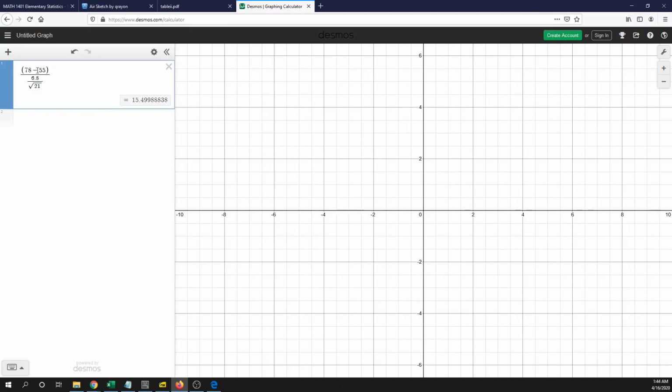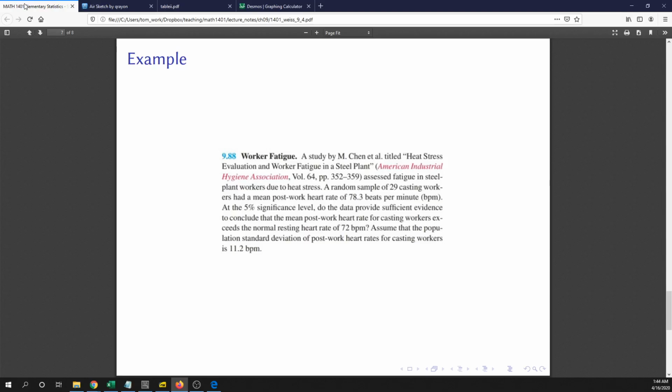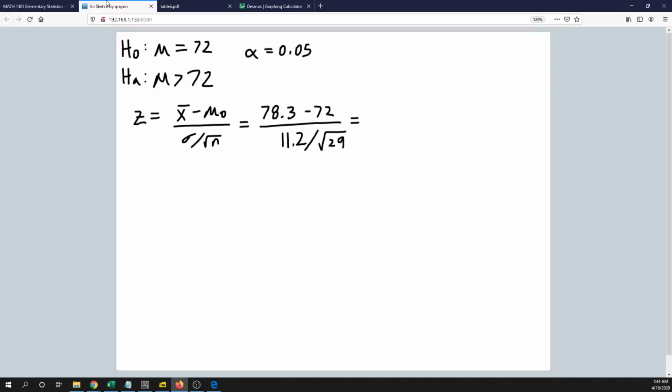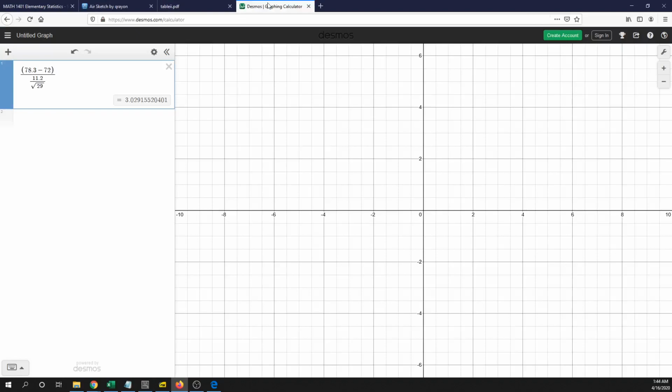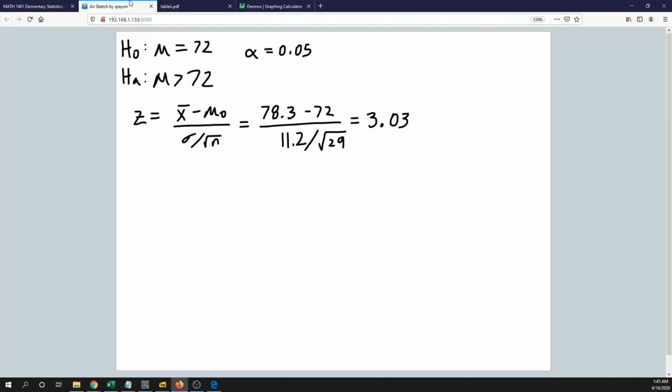So 78.3 minus 72, divided by 11.2 over the square root of 29. Just double check that. Okay, it looks good. And so that is going to be 3.03 to 2 decimal places.